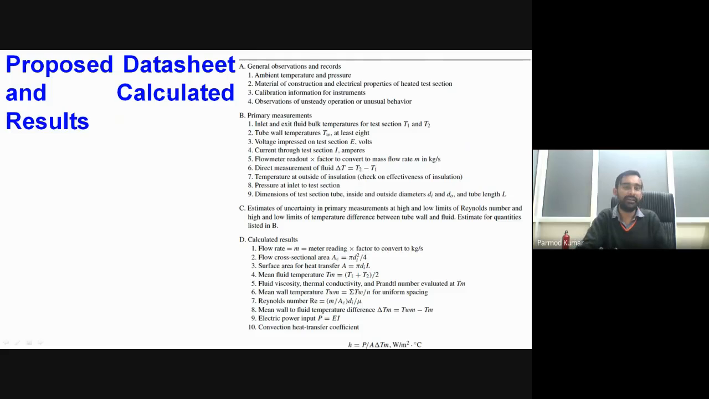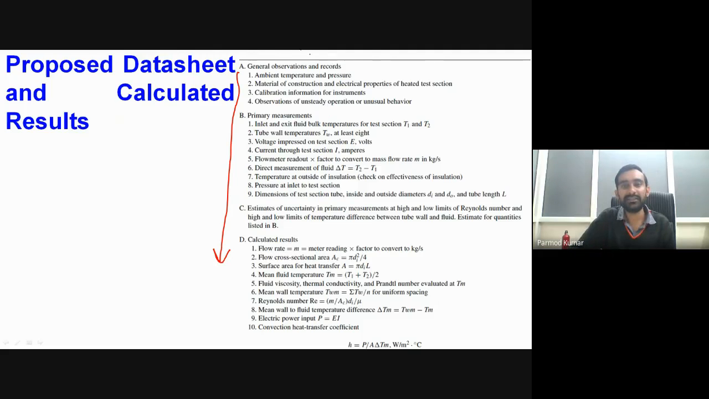Now what I have done here, I have given a summary of the different procedures we have followed in solving this particular problem, and what type of final data sheet and calculated results we will be obtaining. So this flow of the different activities which we have performed is specified over here, and this particular data sheet has to be obtained before the experiments are started.